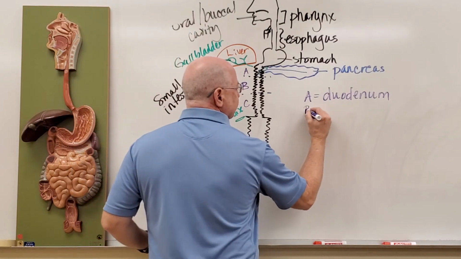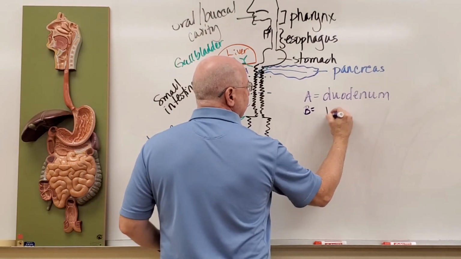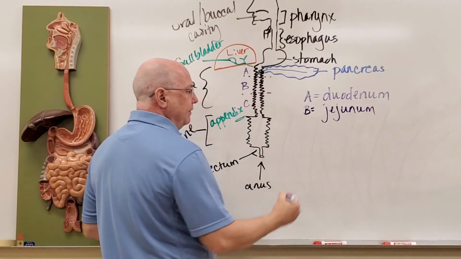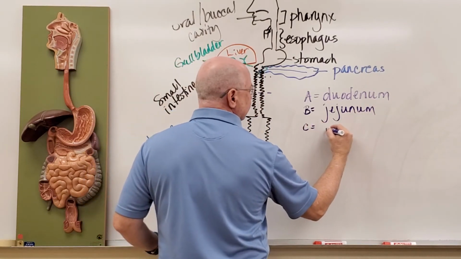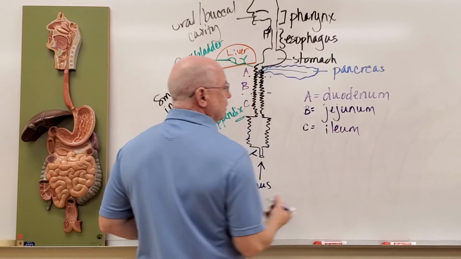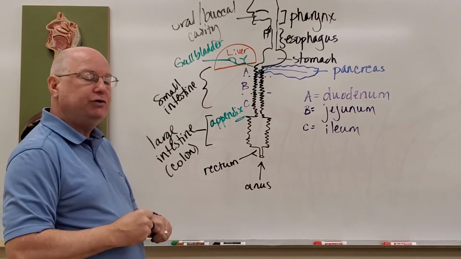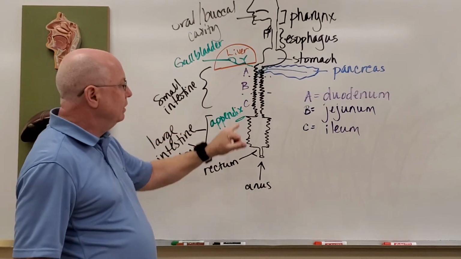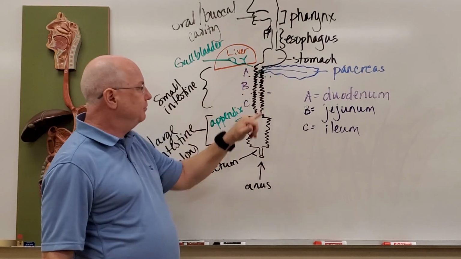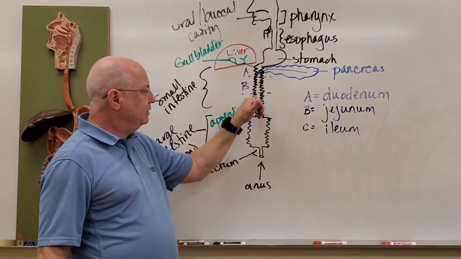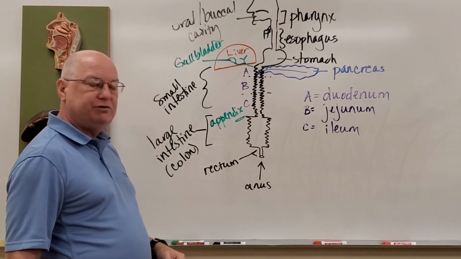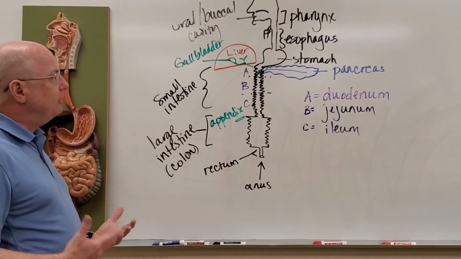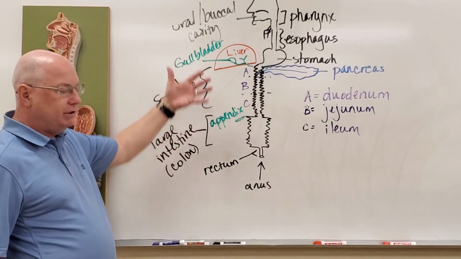The second section that I labeled B is called the jejunum. And then the last area that I labeled C is called the ileum. So the small intestine has three sections: the duodenum, the jejunum, and then the ileum. The duodenum is connected to the stomach, the middle section is the jejunum, and the ileum is connected and dumps into the large intestine. So this is sort of a linear view of the entire digestive tract.